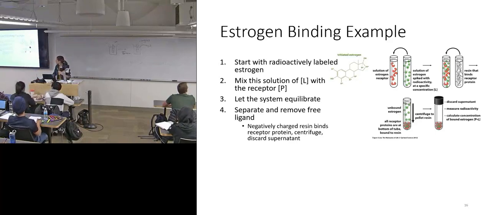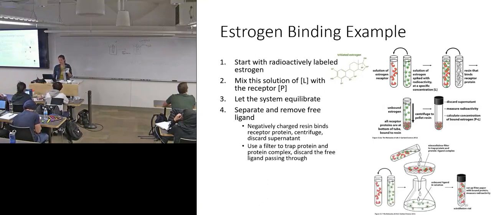So then you can measure the radioactivity of the sample in the pellet to get a measure of how much estrogen bound to the receptor. The other option would be to use a filter to track the protein and the protein complex, some filter that is small enough to let free ligand through but too small to let proteins or the protein complex through. So just as another separation technique, right? Let all of this go through, and then what you have is just your protein bound to the estrogen.